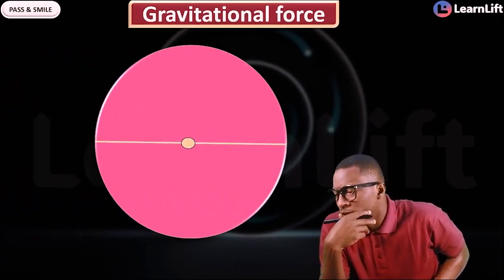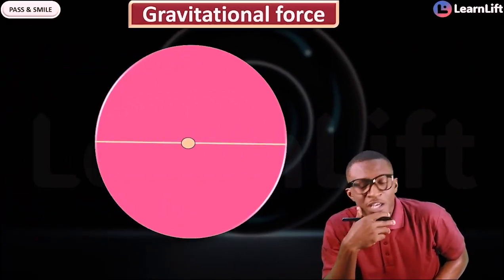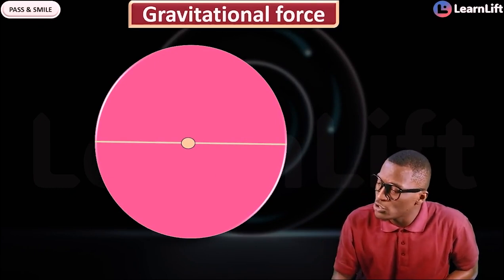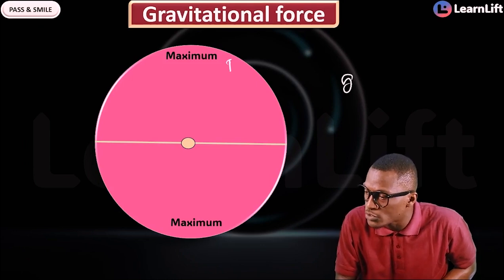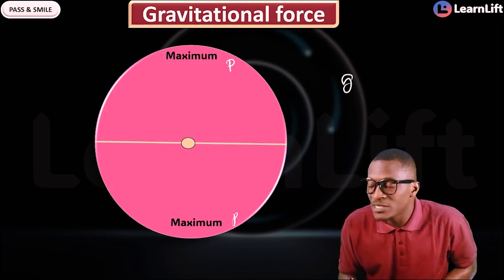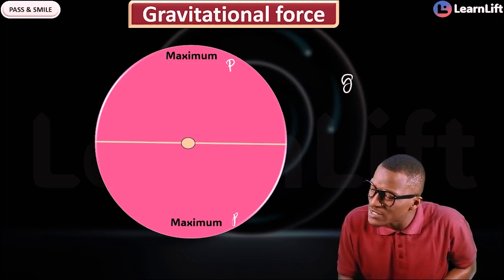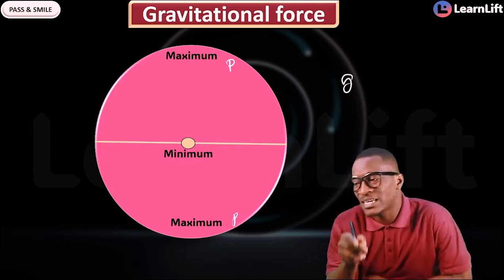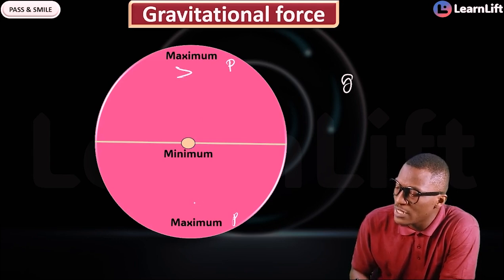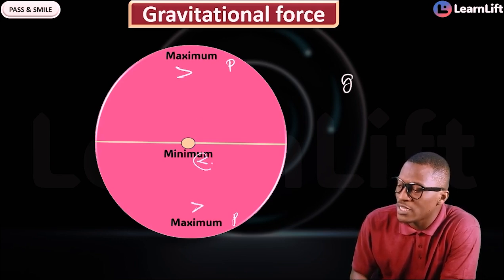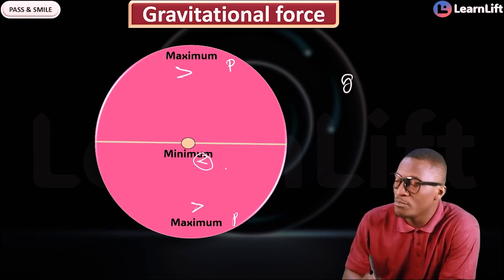Now, give me the Earth. This is the Earth. The Earth is spherical in shape. You can see that if we have acceleration due to gravity, where will it be maximum? It will be strongest at the poles. These are the poles. So it is maximum at the pole, but it is minimum at the what? At the center. So it is greater here, but here it is what? Less than. So maximum at the pole, minimum at the center.